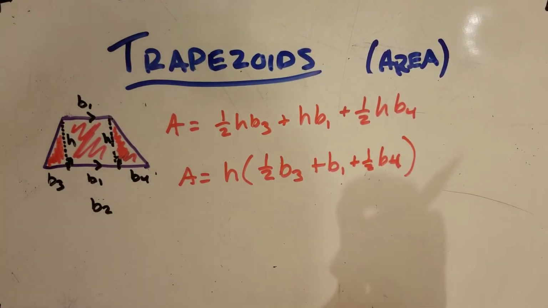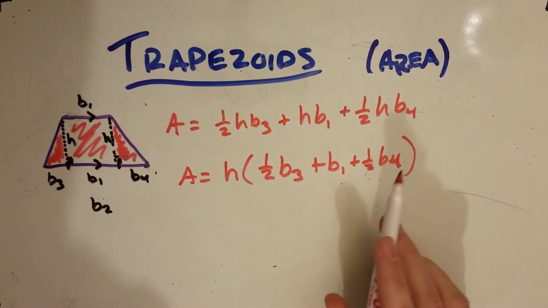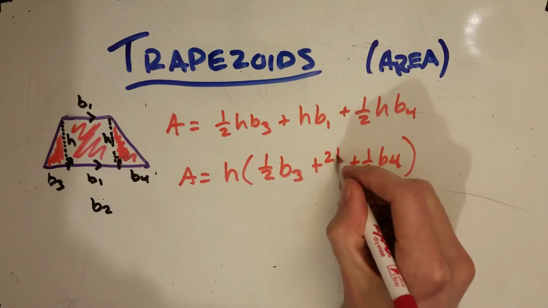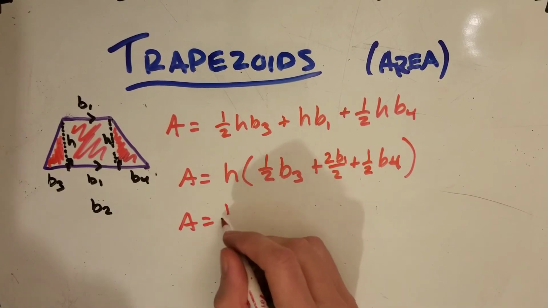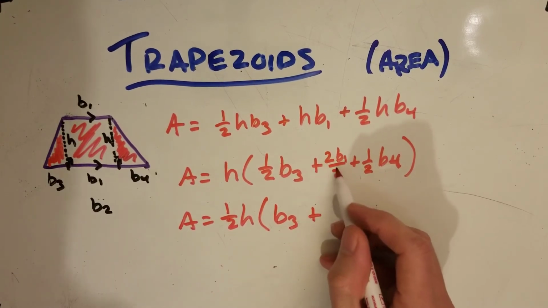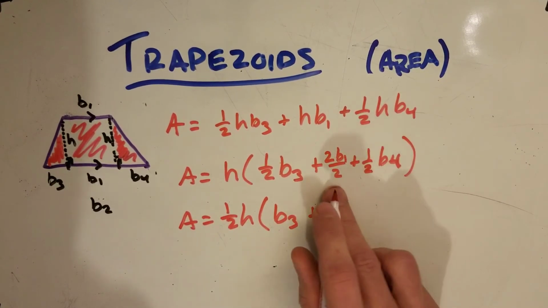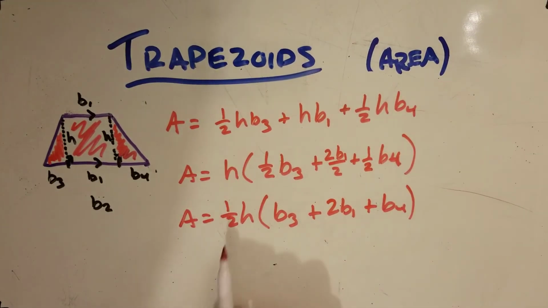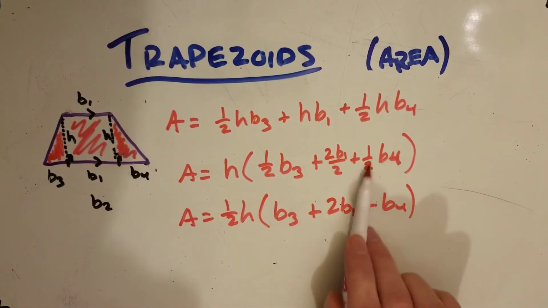And now we want to clean it up a little bit more. Notice how the first term in the parentheses and the last term both have a 1/2, but the middle term doesn't. So I'm going to rewrite the middle term as 2 B sub 1 over 2, and factor out a 1/2. So you have 1/2 the height times B sub 3 plus 2 B sub 1 plus B sub 4. And if you distribute the 1/2 through, you end up with 1/2, 1, and 1/2 here.